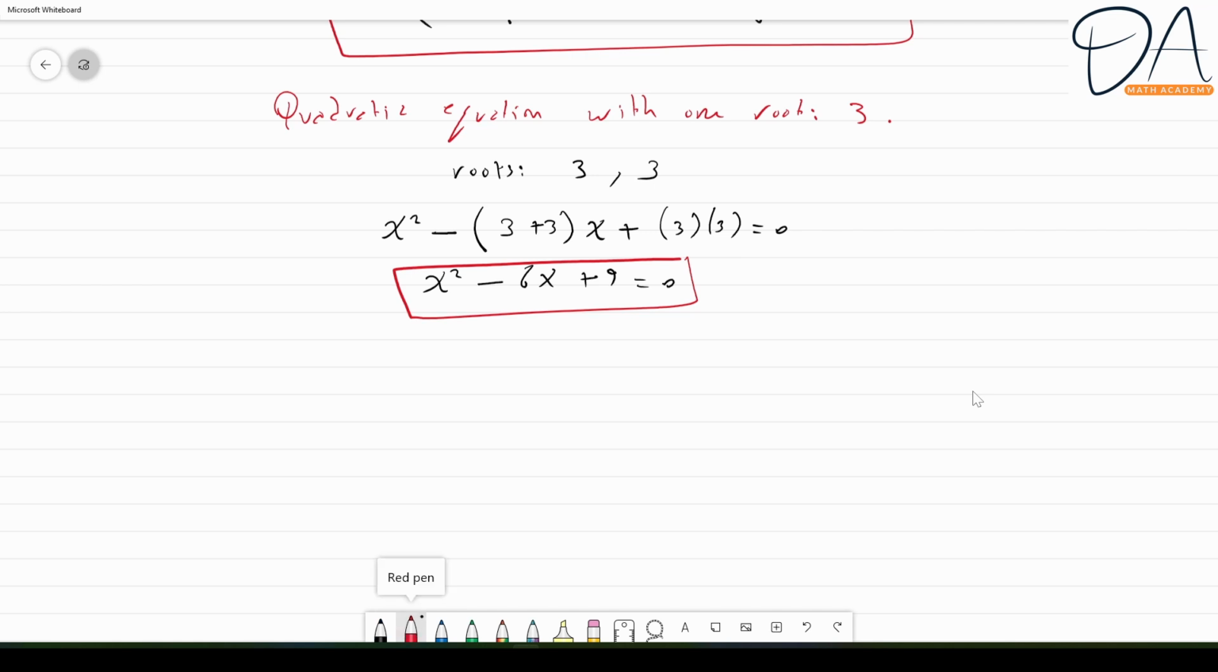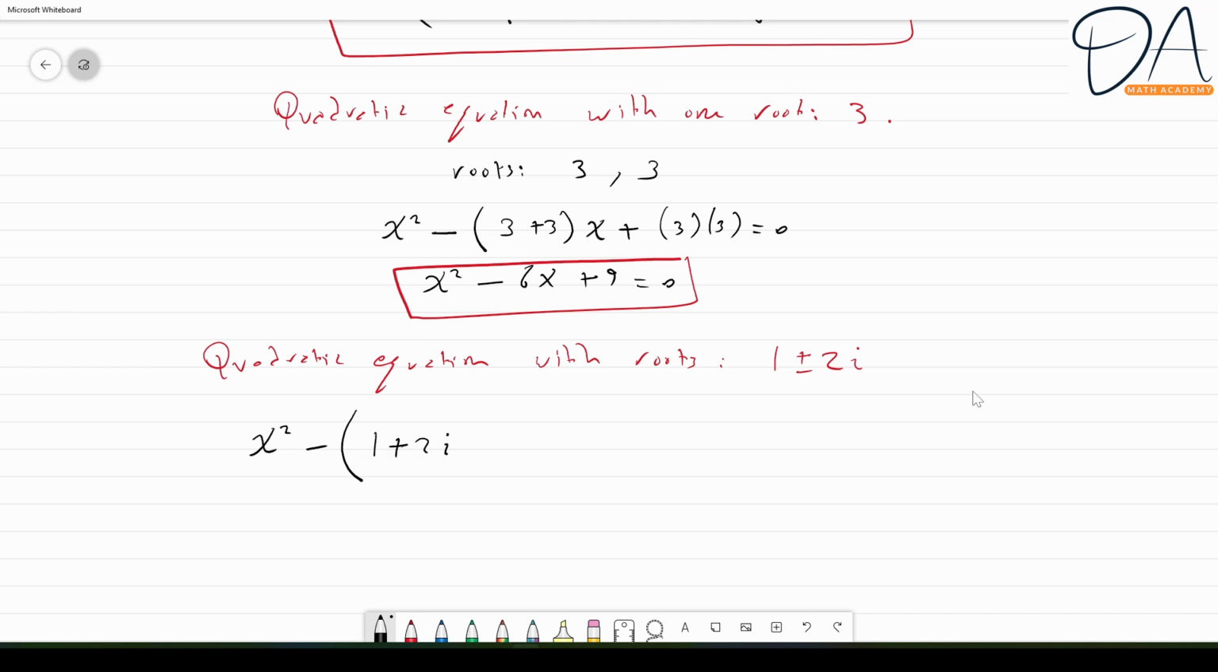Now let's also consider a quadratic equation with roots 1 plus minus 2i. So this is a case when there are no real roots. The roots are complex. Again, we can apply the same formula and it will work. So x squared minus the sum. So the two roots are 1 plus 2i, this is one root, plus the other one, 1 minus 2i, x plus the product. So 1 plus 2i times 1 minus 2i equal to 0.